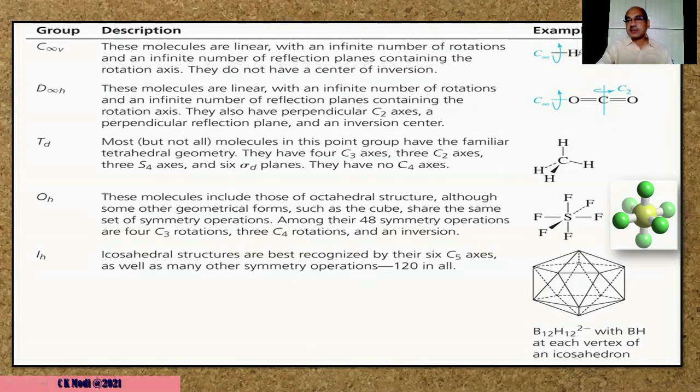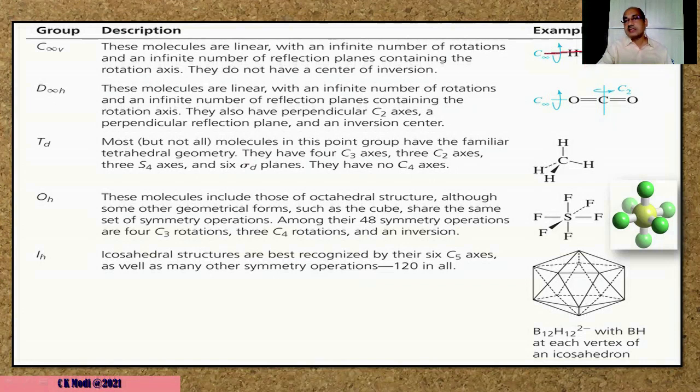The rest of the symmetry elements are absent. Center of symmetry i is absent. If I start my journey from this hydrogen atom through the center, on the other side of the center we are not getting the same atom. Therefore, center of symmetry i is absent. In the same way, sigma h is also absent. Where will sigma h come? This is sigma h.